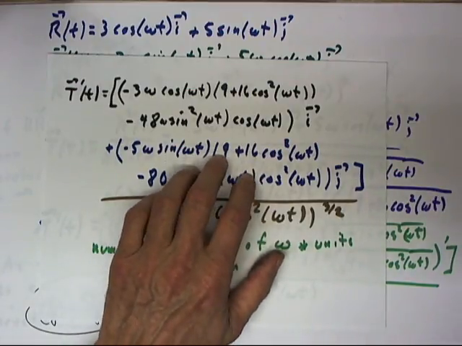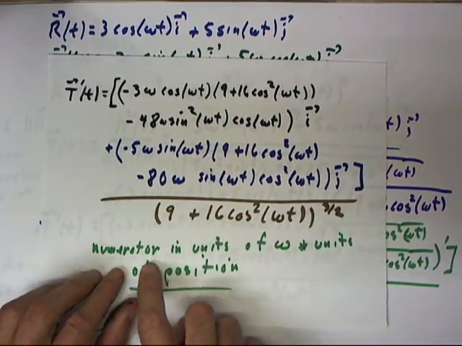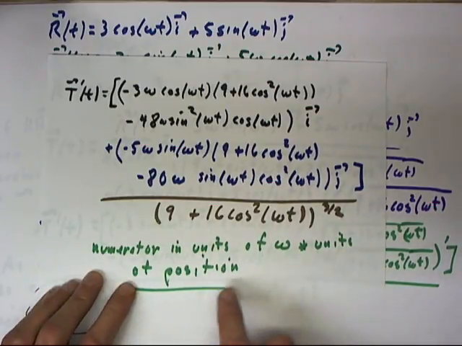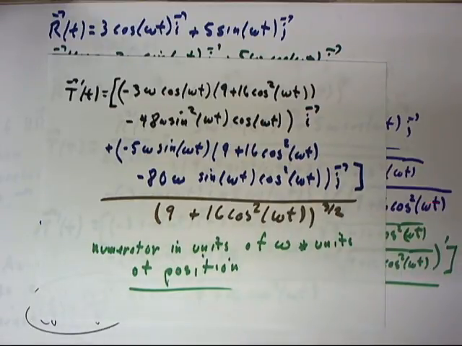I misspoke in the last clip saying that the numerator was in units of omega times units of position, which wouldn't be good anyway. I did have a problem with that, and let's come back and make sure we understand where these units come from.